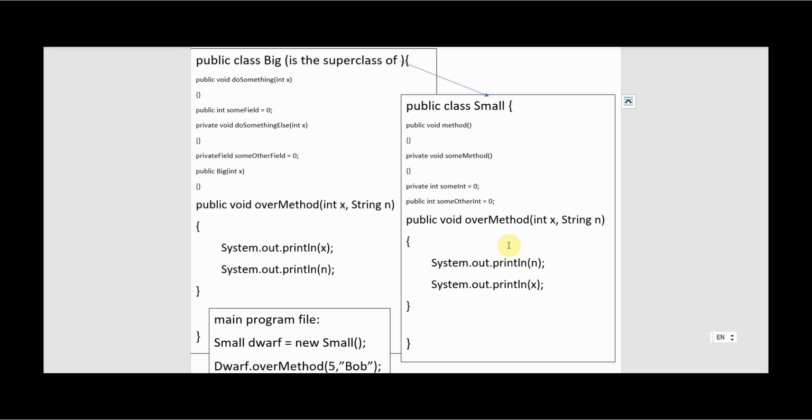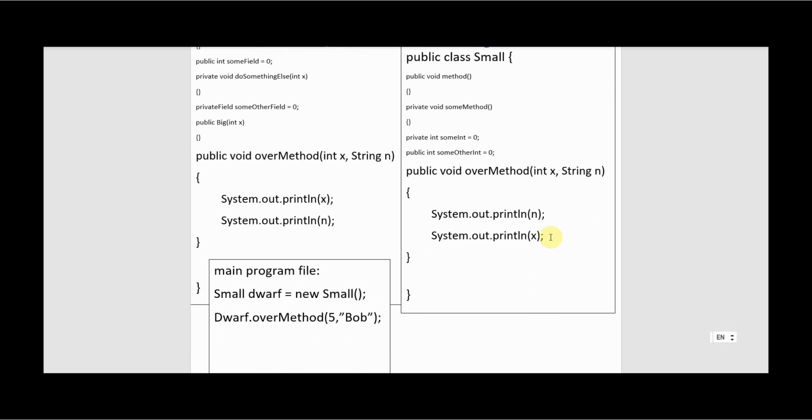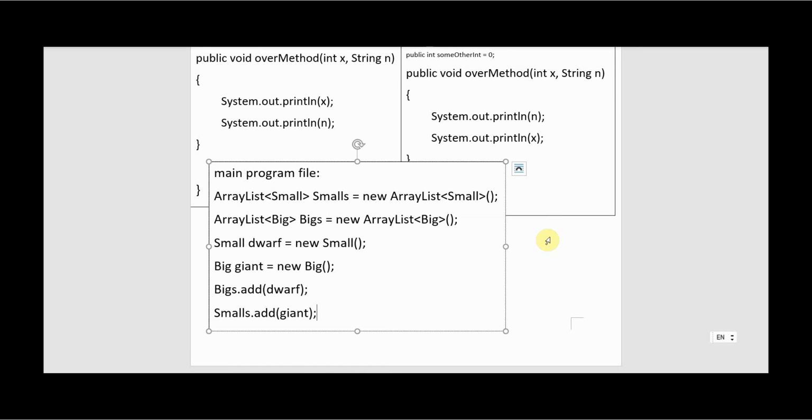So for instance, if we were to declare an ArrayList designed to hold instances of the class Small, and another one designed to hold instances of the class Big, and then we declared an instance of the class Small and of the class Big, and then we tried to add an instance of the class Small to the ArrayList of instances of the class Big, this would be okay. We would get no problems here, because if something is a subclass of another class, the instance of the subclass is considered to be a superclass. So a Small is a Big in this case.